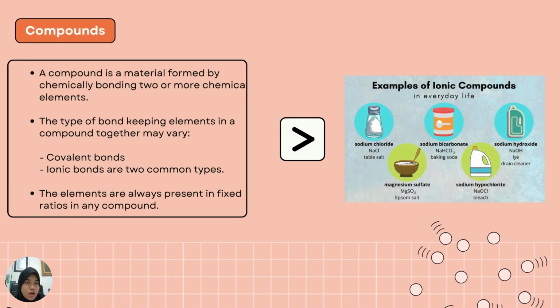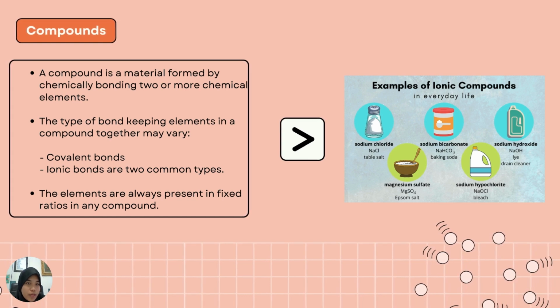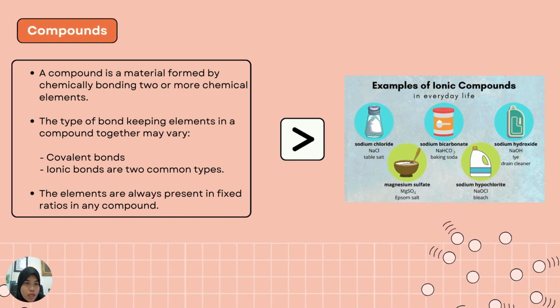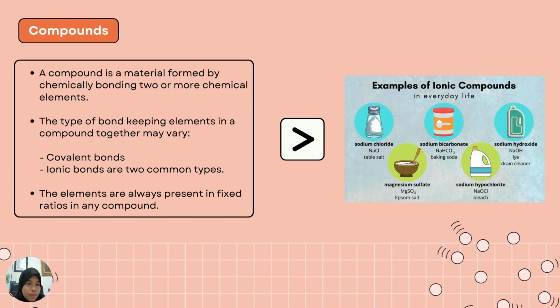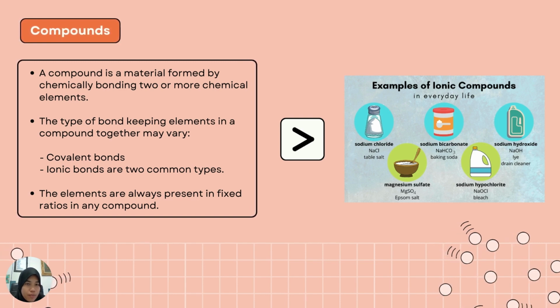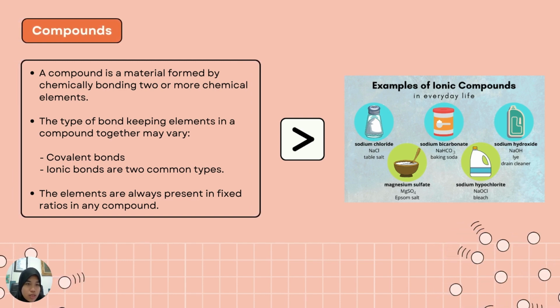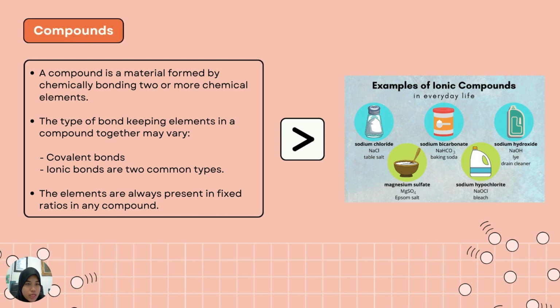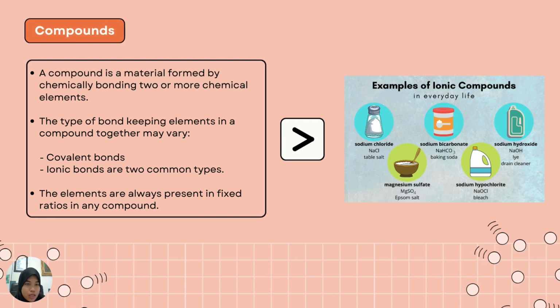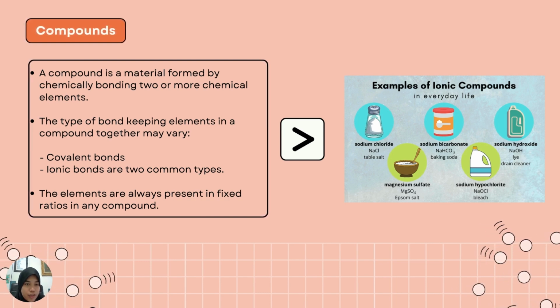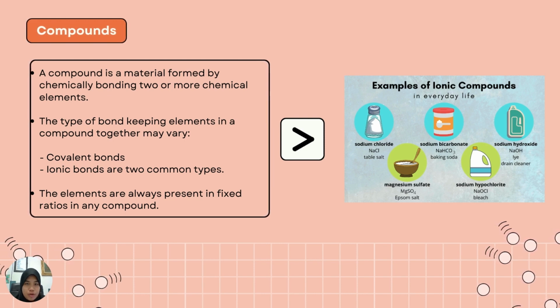Compounds. A compound is a material formed by chemically bonding two or more chemical elements. The type of bond keeping elements in a compound together may vary. Covalent bonds and ionic bonds are two common types. The elements are always present in fixed structures in any compound.